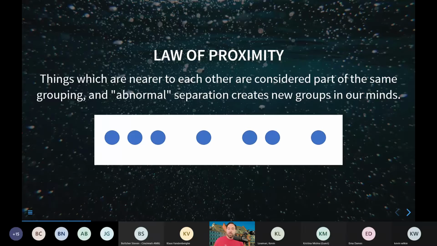Those 3 blue dots, we consider them together, separate from that blue dot in the middle, which is itself separate from the 2 blue dots, which is itself separate from another blue dot. Why is that? It's because there's a little bit of distance between them. So our brains naturally associate them as 4 separate groupings rather than 2 groups or 1 group.